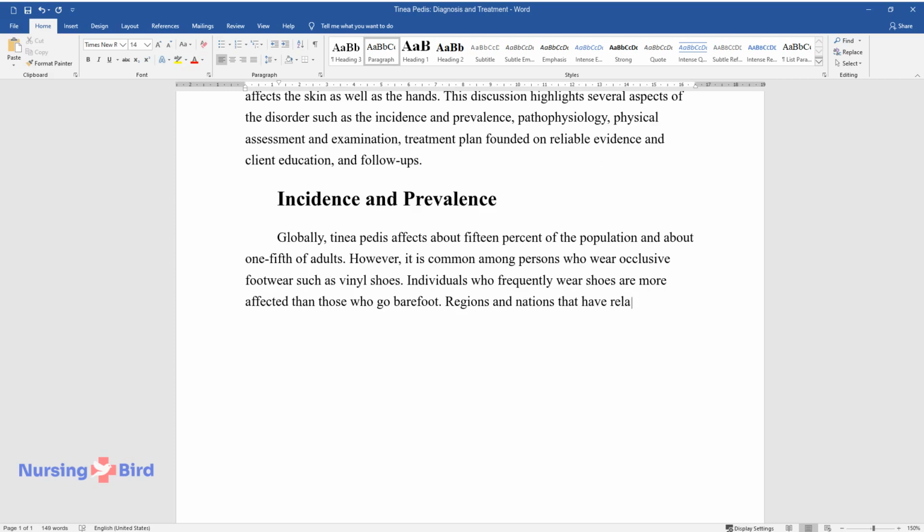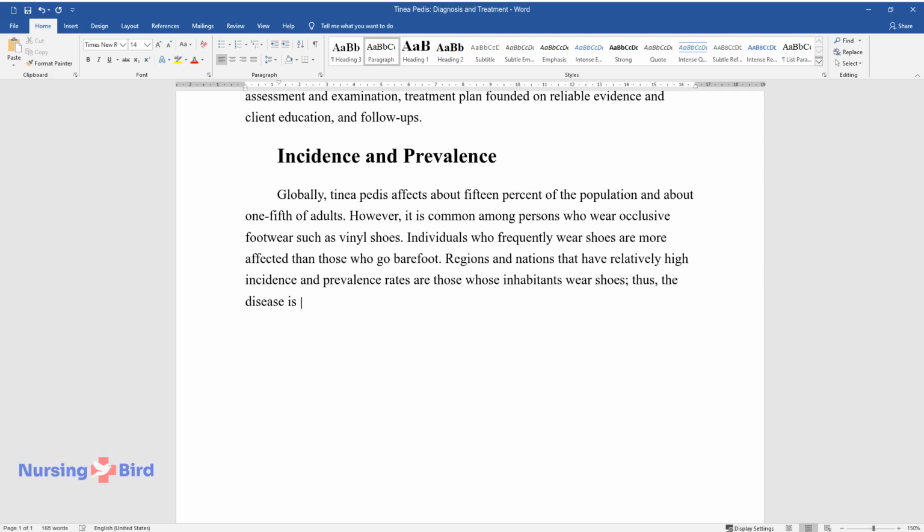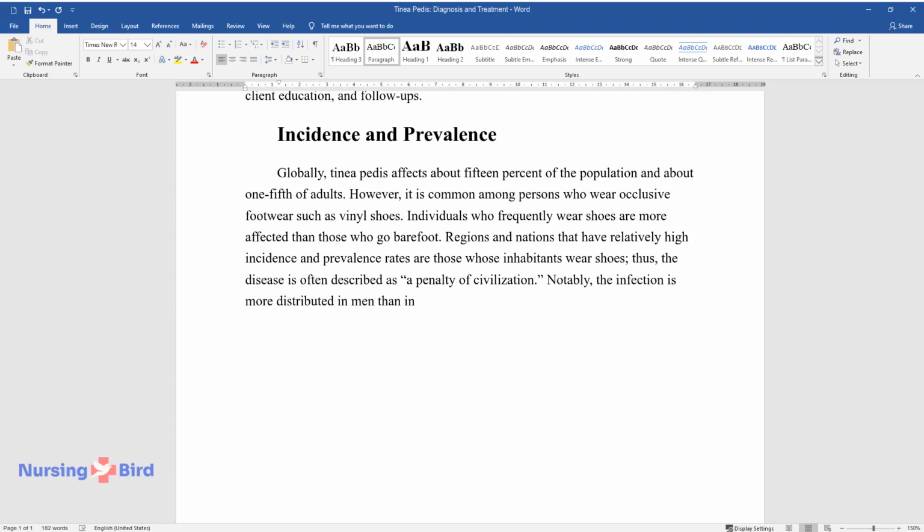Regions and nations that have relatively high incidence and prevalence rates are those whose inhabitants wear shoes. Thus, the disease is often described as a penalty of civilization. Notably, the infection is more distributed in men than in women.